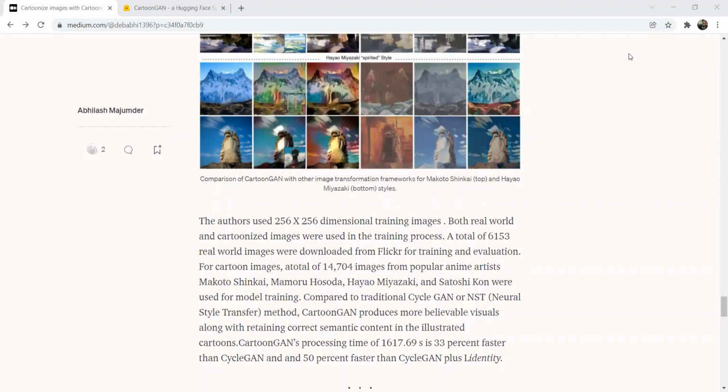Compared to the traditional CycleGAN or the neural style transfer techniques, CartoonGAN produced more believable visuals, along with retaining the correct semantic content in the generated images.